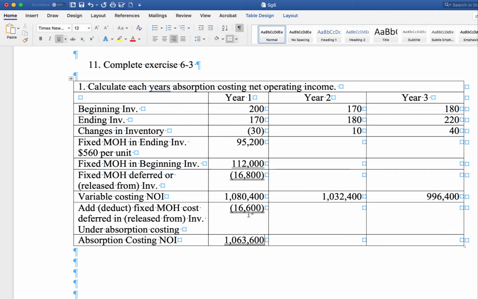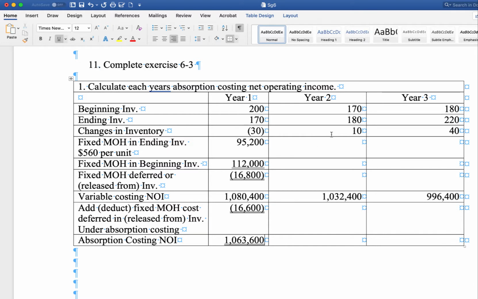Because our inventories are decreasing. Because our inventories are going down, we're releasing from the balance sheet to the income statement. Our expenses are going up. Because our expenses are increasing, that means we're going to have a lower net operating income. Okay? Makes sense. Now, let's look at year two.